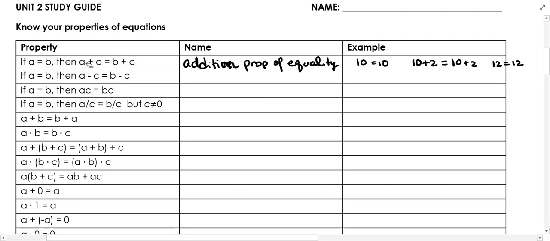It says that if you know that A equals B, then if you subtract the same number from both sides, do you still get the same answer? And the answer is yes, because if you got 10 equals 10, that's A and B, and you subtract 2 on both sides, do we still get the same thing? Yes, 8 is going to be equal to 8. So this is called the subtraction property of equality. If you subtract the same thing from both sides, you're still going to be equal.